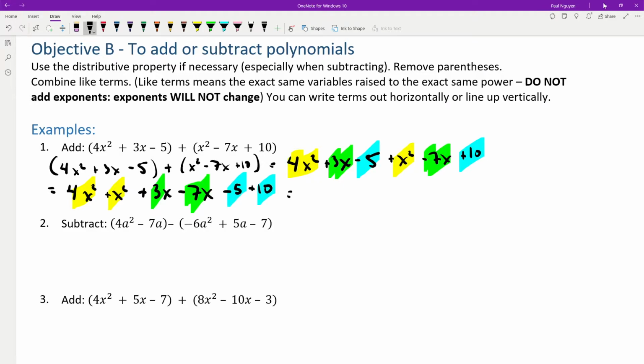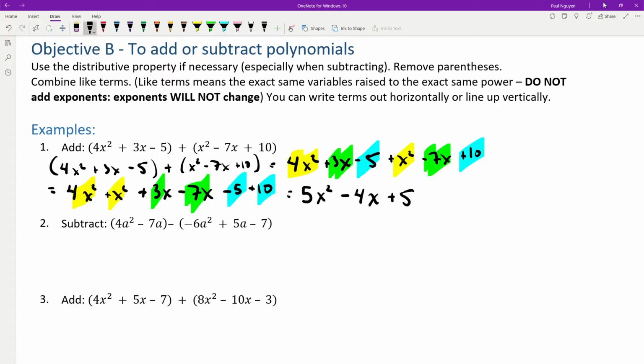Now that we've organized it, we can combine. 4 of something plus 1 of something is 5 of something. So we have 5x squared. Note the exponent didn't change. I'm just adding together these multiplied objects. Now I have 3x minus 7x. If you have 3 of something and you subtract 7, you have negative 4 of those somethings. And finally, negative 5 plus 10 is positive 5. So this is our polynomial.